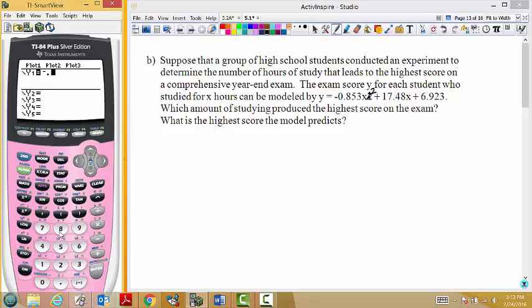So negative 0.853x squared plus 17.48x plus 6.923. Now I'm going to graph it. I'm not going to change my window any. Ooh, it didn't go up high enough.